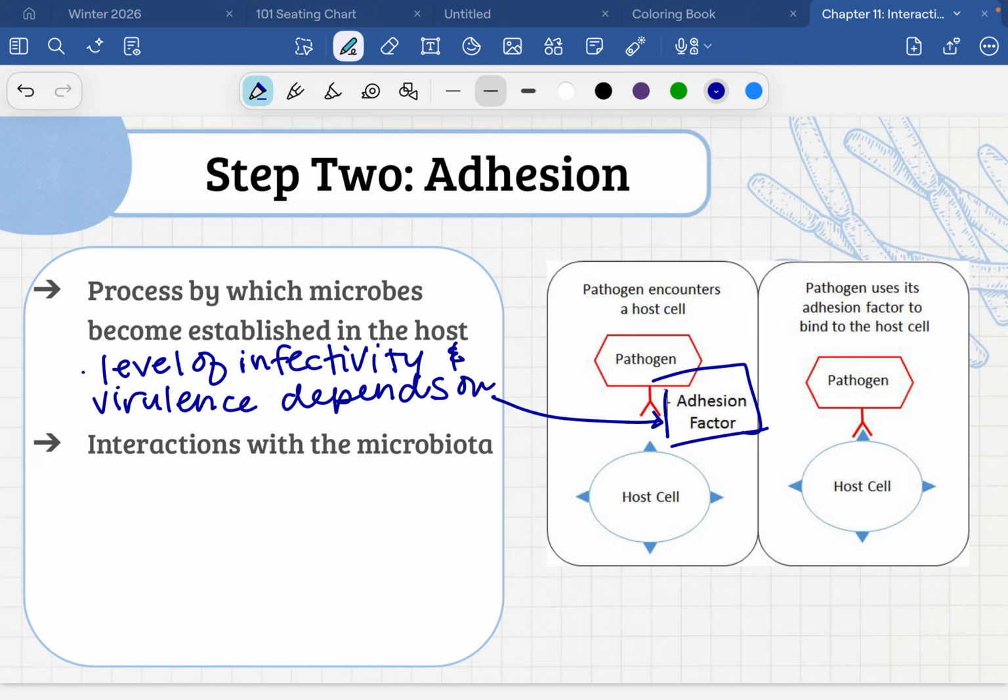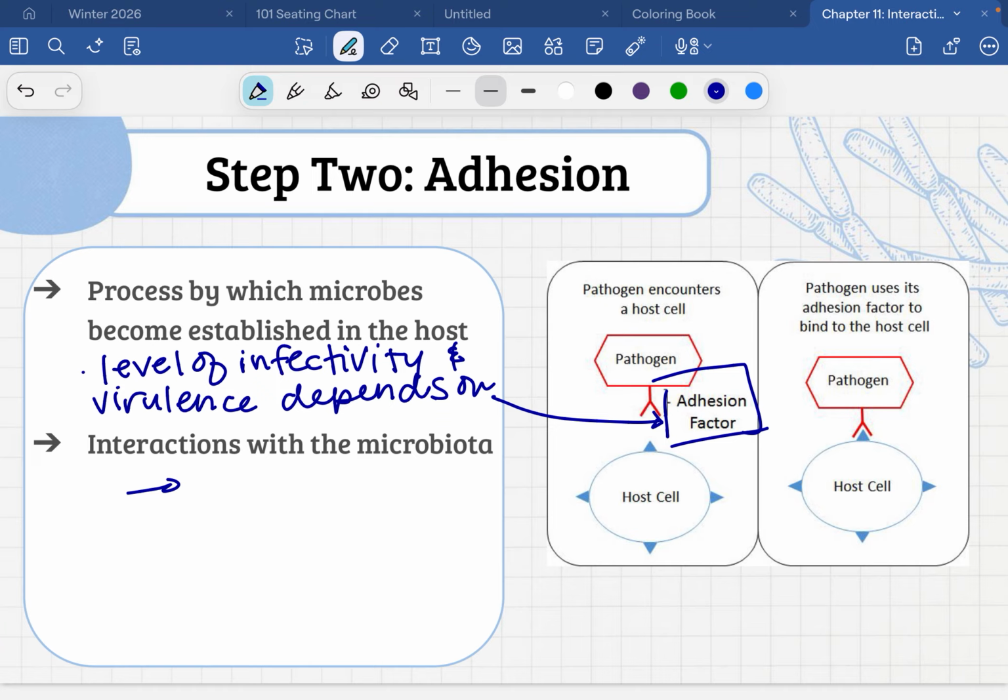Okay. And again, we're not going to talk too much about this in specific, but the bacteria will have to interact with the host's microbiota. If a host has a really strong microbiota, an organism might have a harder time adhering because that microbiota is going to kick them out. So this is kind of where the microbiota comes into play.